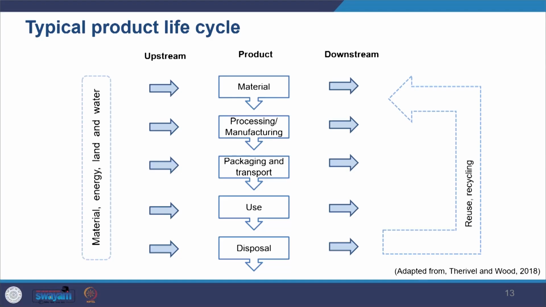So here in the diagram, you can see the upstream and downstream, and you can look at the product life cycle here. Looking at the product life cycle, you see the material which comes, and then how it is processed, manufactured, packaged, transported, and then put to use, and then eventually it is disposed. All the process till it is disposed is said to be upstream. And then after it is disposed, how do we reuse, recycle, and make it a material again is seen as downstream.